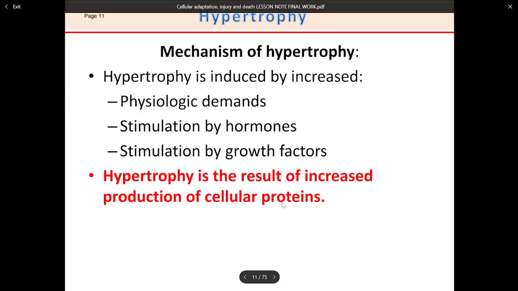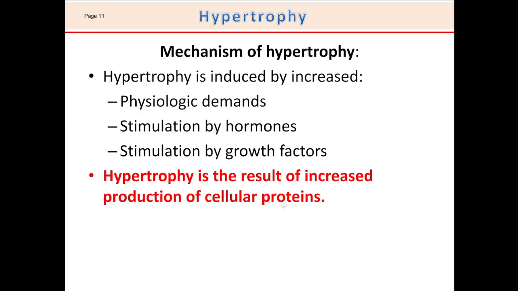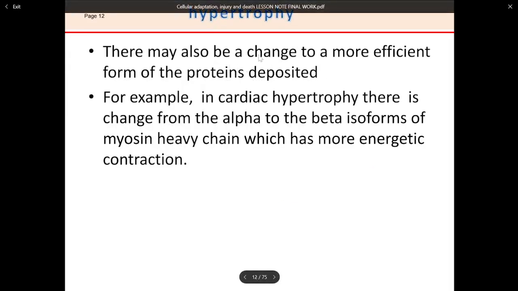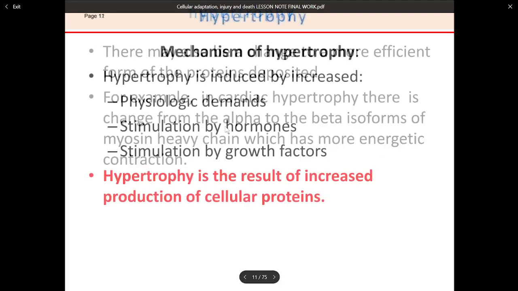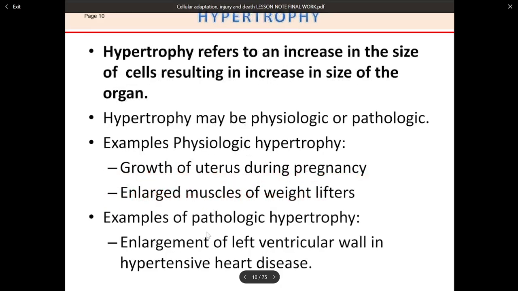So when there is increased production of cellular protein, the cell increases in size. And when there's increase in cell size, automatically there'll be increase in the organ size. You get the point. In hypertrophy there may also be a change to a more efficient form of the protein deposited. For example, in cardiac hypertrophy, there is a change from the alpha to the beta isoform of myosin heavy chain, which has more energetic contraction.